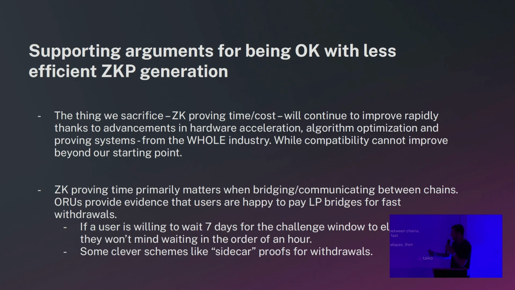And then finally, ZK proving time really matters only when you're trying to talk to another chain, when you're trying to bridge out or do some other type of message passing to another chain. Again, we saw that optimistic rollups provide evidence that users are happy to, if they don't want to wait those 7 days, pay an LP bridge for a fast path, paying a few basis points to get out. So if users are willing to wait that time, then surely, we don't have benchmarks that we could provide with our full faith behind it, but let's say on the order of an hour is what they'd have to wait for that validity proof to reach the bridge.